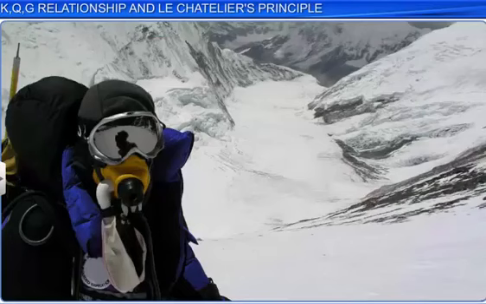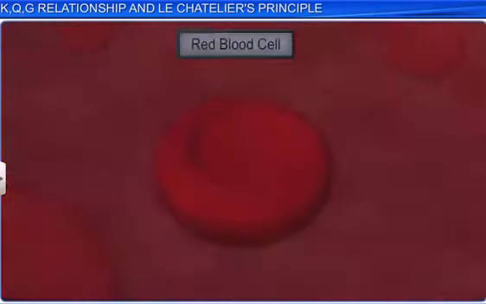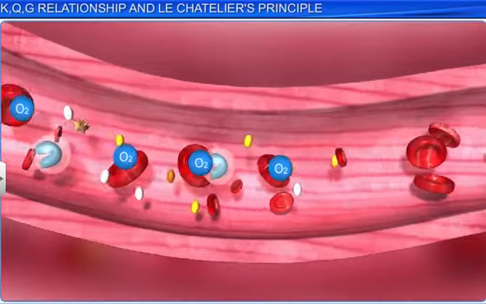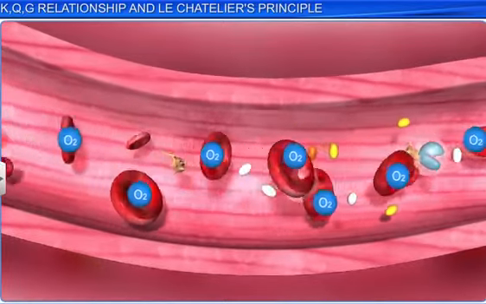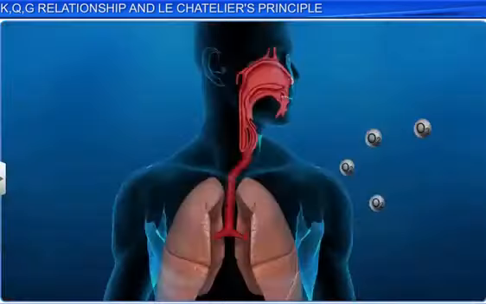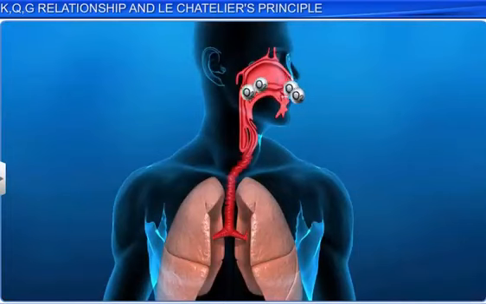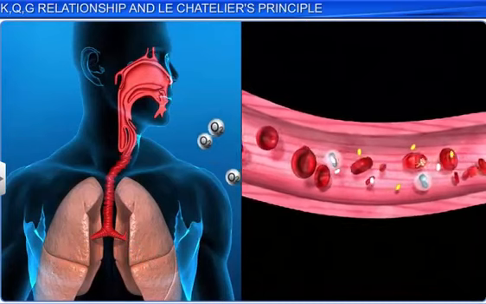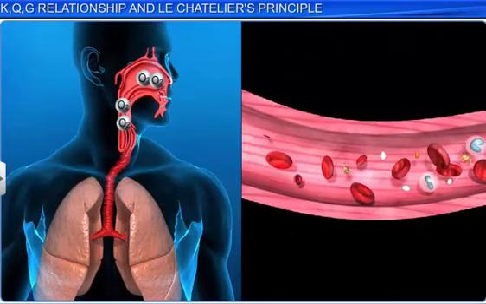Have you ever wondered why mountaineers carry oxygen cylinders with them while climbing high mountains? You know that hemoglobin, a protein containing iron in the red blood corpuscles of blood, is responsible for the transport of the oxygen to the cells. When human beings or animals inhale oxygen from the atmosphere, it combines with hemoglobin in the blood and forms oxyhemoglobin.